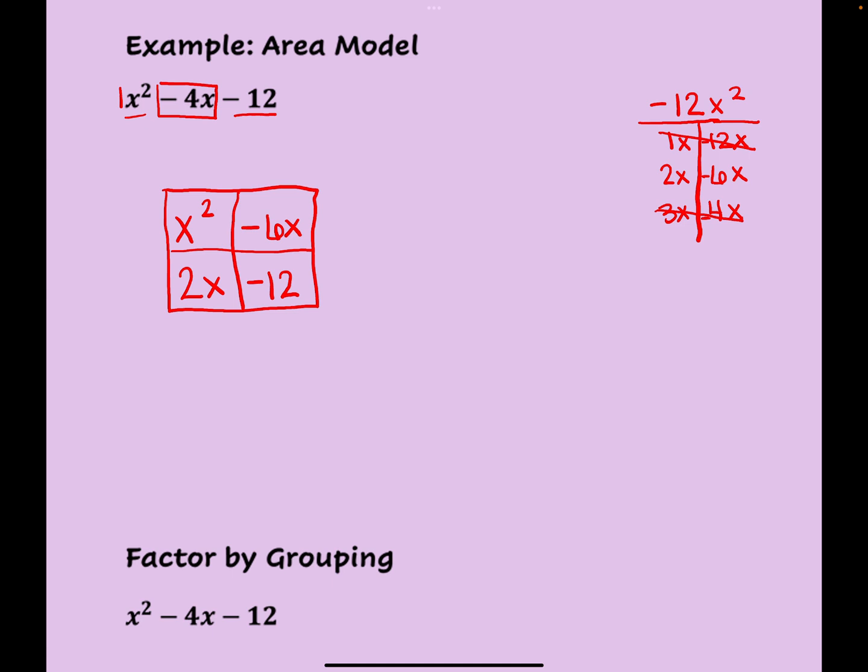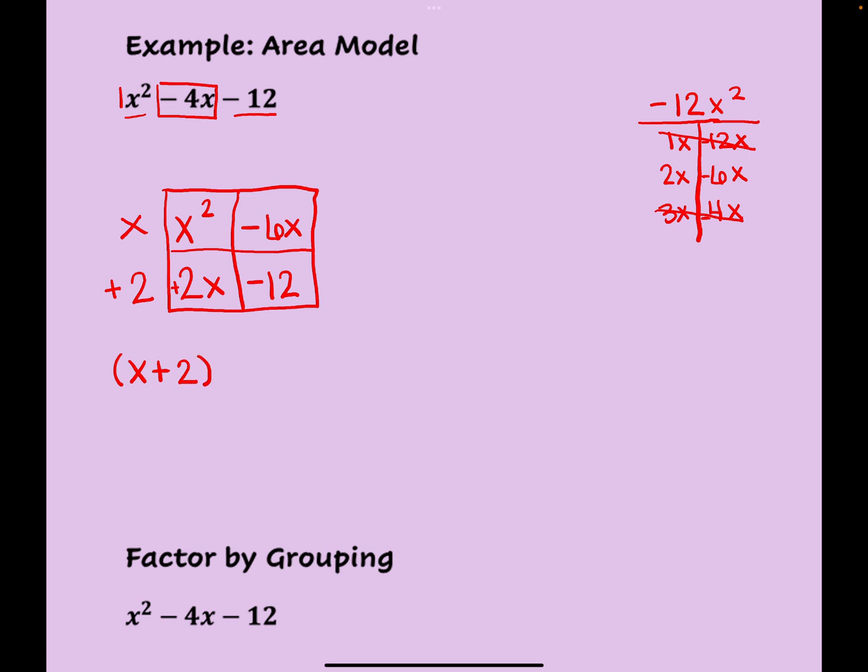Now, this is the opposite of what we were doing before with distribution. Before we were multiplying. Now we're looking for the GCF of each row and each column. So when I look at x squared minus 6x, their GCF, what they both have in common, would be x. Now when I look at 2x minus 12, their GCF is going to be positive 2. The reason that it's positive is because this first term is positive, so I'm going to take the sign of that box that's closest to it. So my first term, what I'm factoring, is going to be x plus 2.